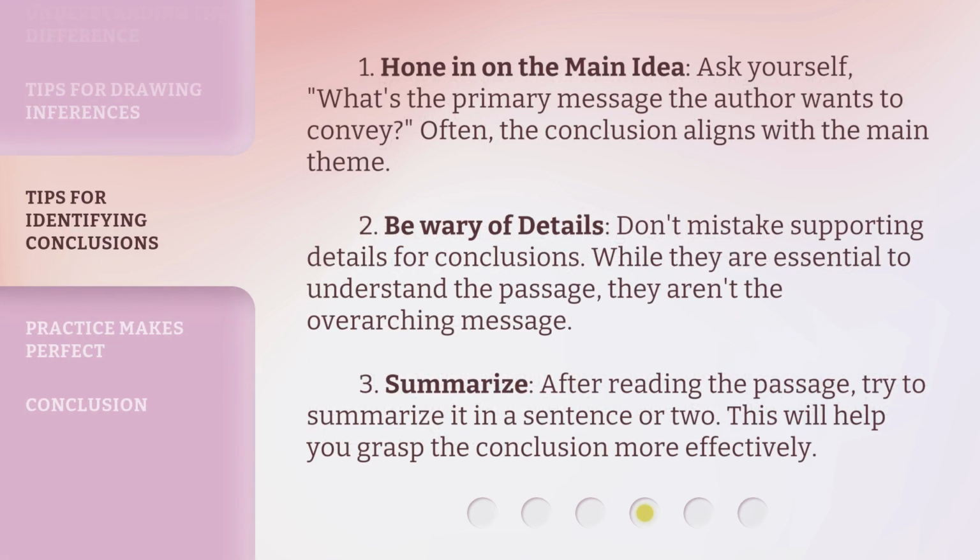1. Hone in on the main idea. Ask yourself, what's the primary message the author wants to convey? Often, the conclusion aligns with the main theme. 2. Be wary of details. Don't mistake supporting details for conclusions. While they are essential to understand the passage, they aren't the overarching message. 3. Summarize. After reading the passage, try to summarize it in a sentence or two. This will help you grasp the conclusion more effectively.